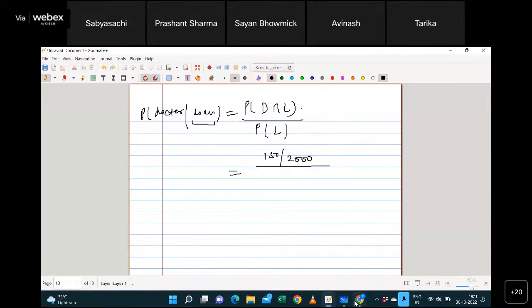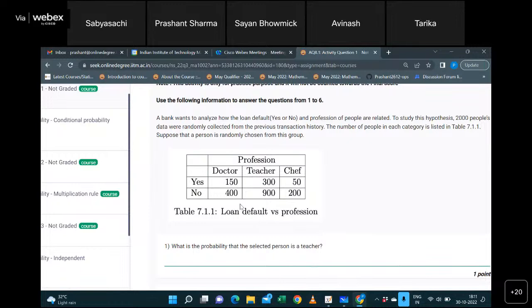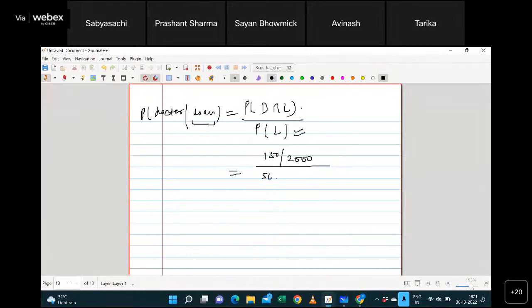And how many persons defaulted on the loan? 500. So the probability of loan is 500 divided by 2000. Okay, so 2000 will be cancelled out. You will get at the end 150 divided by 500. Now we are getting it.